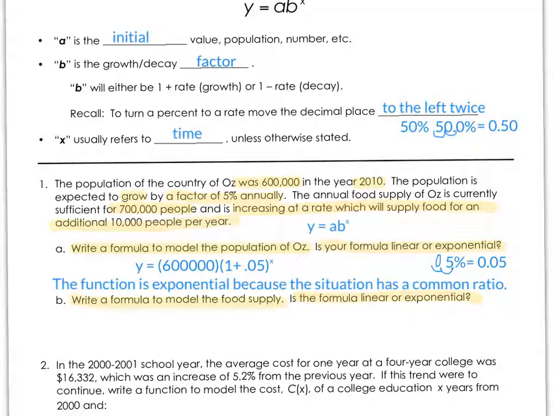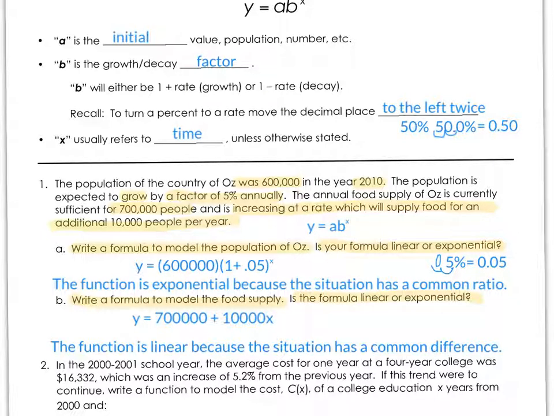So I'm going to write that as y equals the 700,000, which was the amount that we started off with, plus 10,000 x, 10,000 per year. So this function is linear because the situation has a common difference or a constant rate of change or a slope.